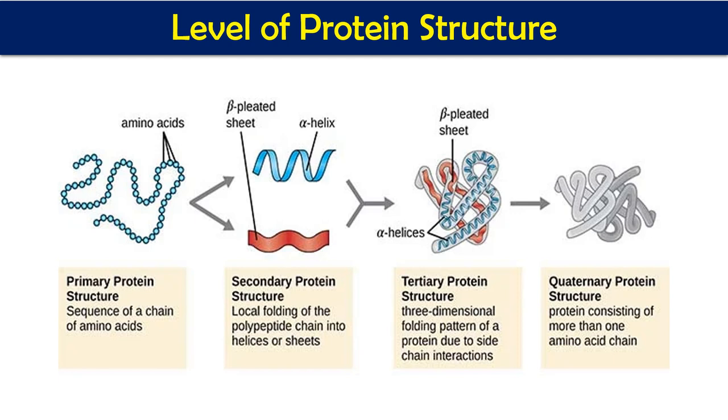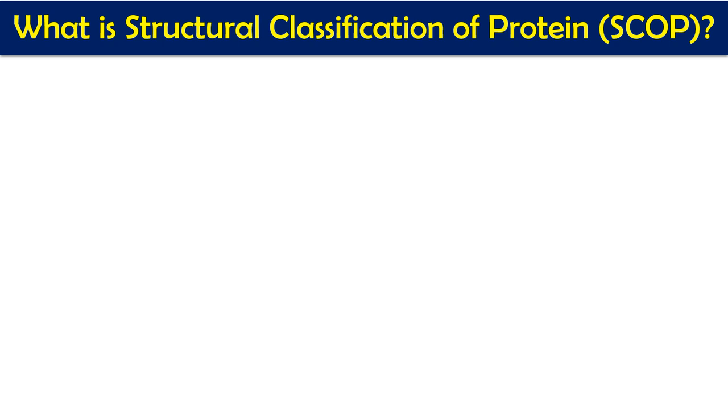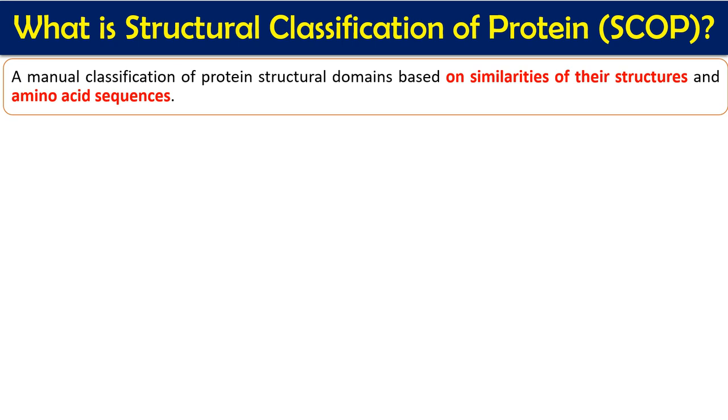So actually, what is this SCOP? What is this structural classification of protein? It is a manual classification of protein structure, which is normally based on two important characteristic features. One is similarity in the structure of the protein and the other is similarity in the amino acid sequences. These are the two basic criteria on which SCOP works.